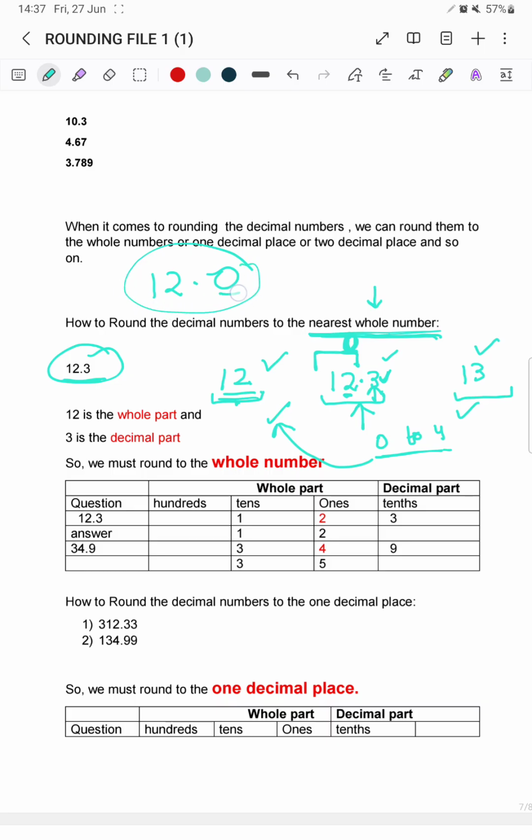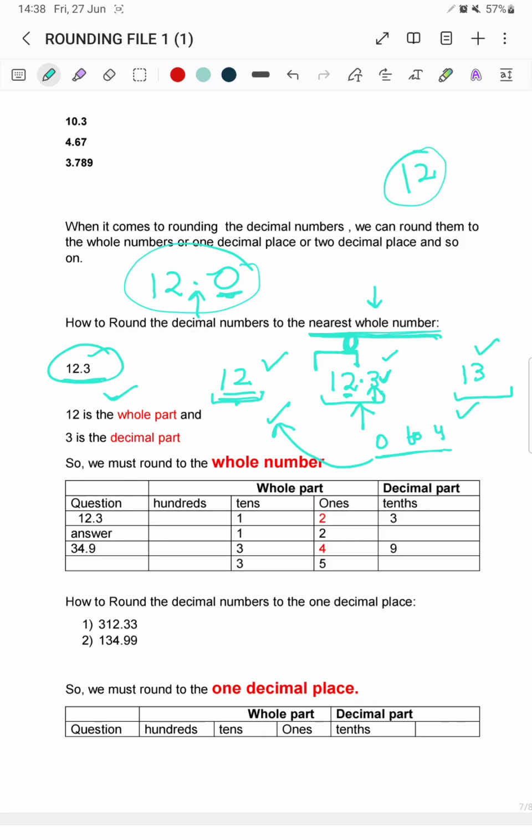Though here the 10th position is 0, this is not a whole number. It is still called a decimal number because of this decimal point. So when you have to round this 12.3 to the nearest whole number, the answer will be 12.